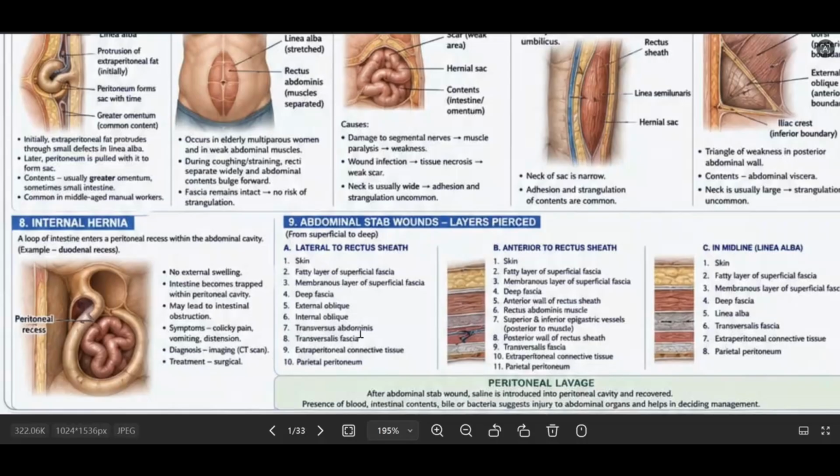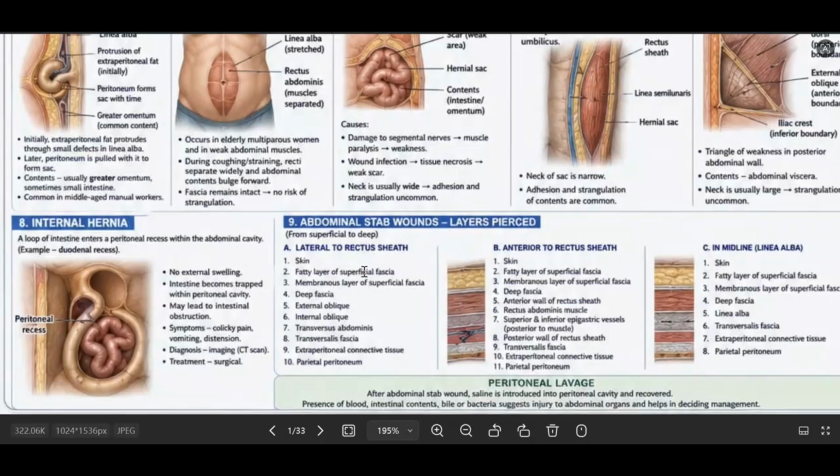Now the next is about abdominal stab wounds. Abdominal stab wounds are not actually any kind of hernia, it is a stab wound, and that leads to scar formation, which may lead to protrusion of the abdominal contents. This section lists the layers that are pierced by a stab wound depending on the site. If the stab wound happens lateral to the rectus sheath, what are the layers of the abdominal wall that are going to be pierced?